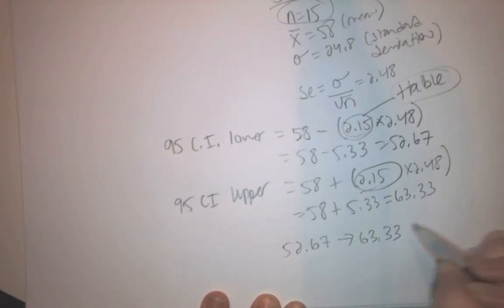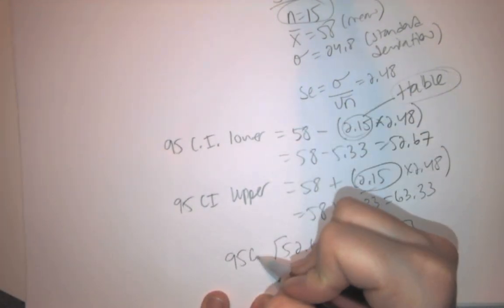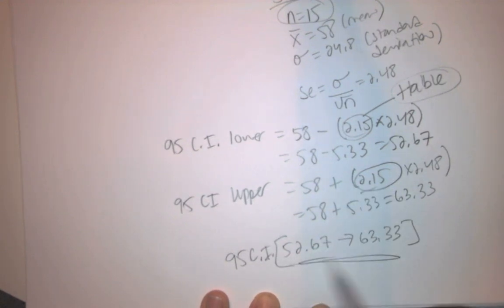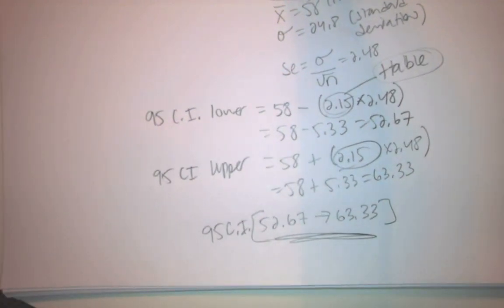to 63.33. My 95% confidence interval is in this range. So I am 95% confident that additional samples would have a mean between 52.67 and 63.33. And my mean for this particular sample is 58. So that's an indicator of the range in which you were able to predict future samples of the same variable. In this case, it's a thermometer variable.